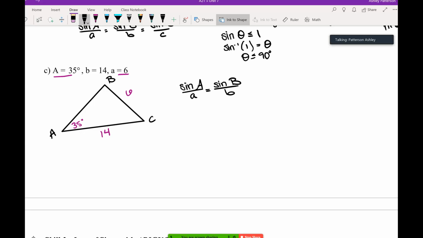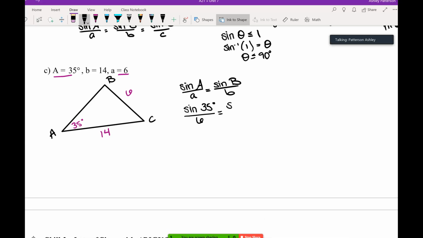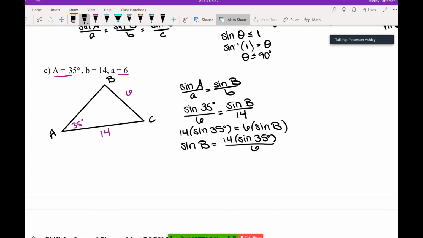All right, plugging in what we know, big A is 35 degrees. We know that little a is 6. And this is going to be equal to the sine of big B over little b, which is 14. Nice. Okay, so cross multiply with me, please. So we get 14 times the sine of 35 degrees is equal to 6 times the sine of capital B, whatever that angle may be. And then I'm going to have the sine of B equal to 14 times the sine of 35 degrees all over 6.